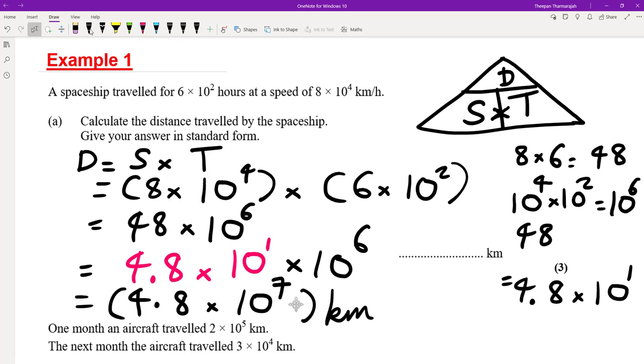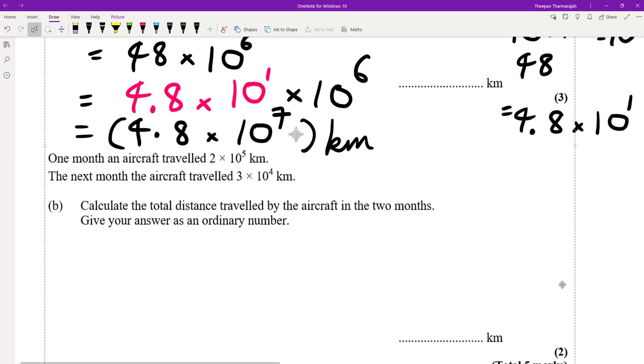Then it says one month an aircraft traveled 2 times 10 to the power of 5 kilometers. The next month the aircraft traveled 3 times 10 to the power of 4 kilometers. Calculate the total distance traveled by the aircraft in the 2 months.